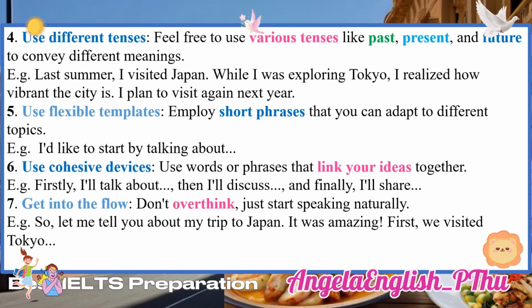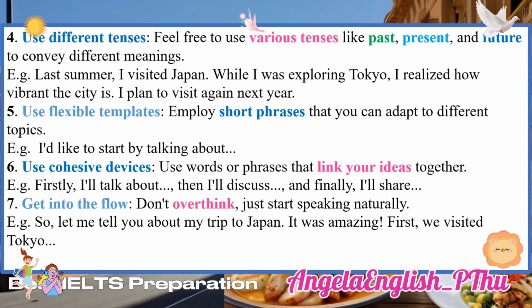4. Use different tenses. Feel free to use various tenses like past, present, and future to convey different meanings. For example, last summer I visited Japan. While I was exploring Tokyo, I realized how vibrant the city is. I plan to visit again next year. 5. Use flexible templates. Employ short phrases that you can adapt to different topics. For example, I'd like to start by talking about.